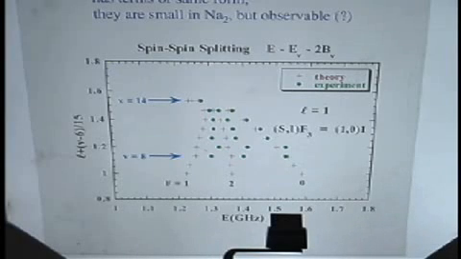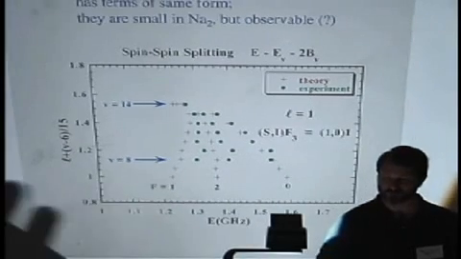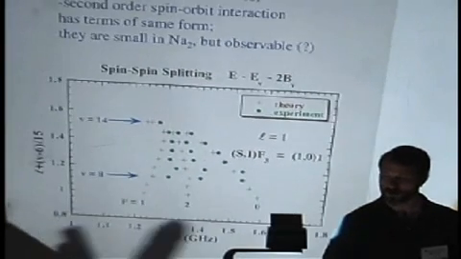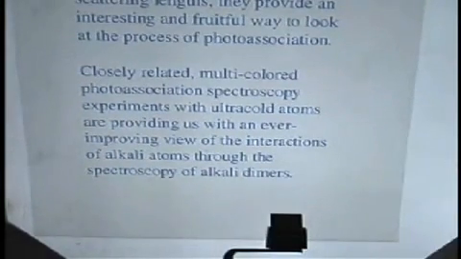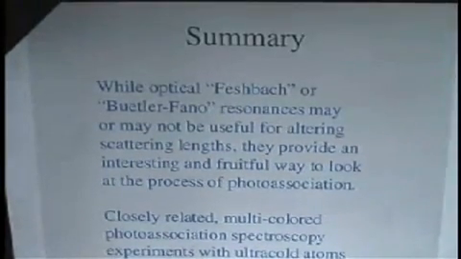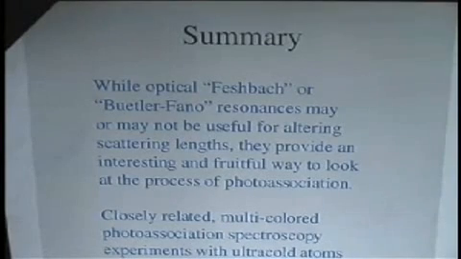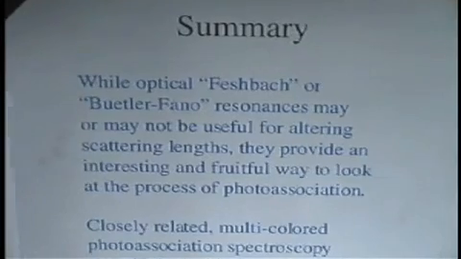But it's possible that this is second-order spin-orbit interaction, which has terms of the same form in there, and that's basically what we think we're seeing in there. And so with that, let me just summarize that while the optical Feshbach or Beutler-Fano resonances may or may not be useful for altering scattering lengths in Bose condensates and things like that, it provides an interesting and fruitful way to look at the whole photoassociation process.